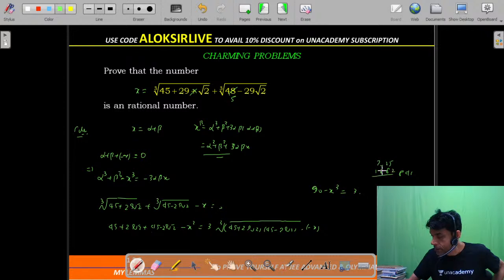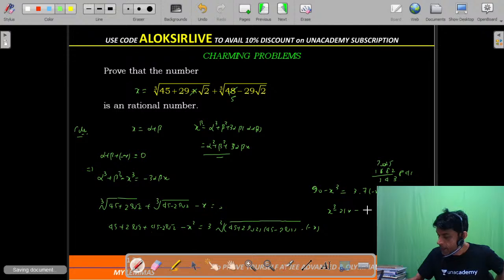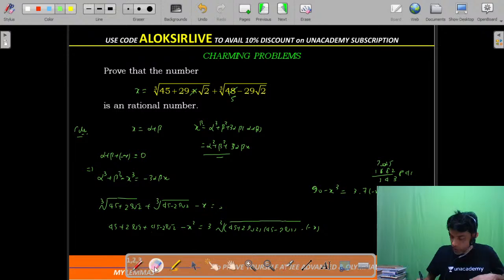Just check it. 841 times 2 is 1682, and subtracting gives 2025 minus 1682, so you are getting here 343, correct? You can check that later, 343. So you will get 3 times 7 times negative x. So you'll get x cubed minus 21x minus 90 equals 0. So you'll get x cubed minus 21x minus 90 is 0.